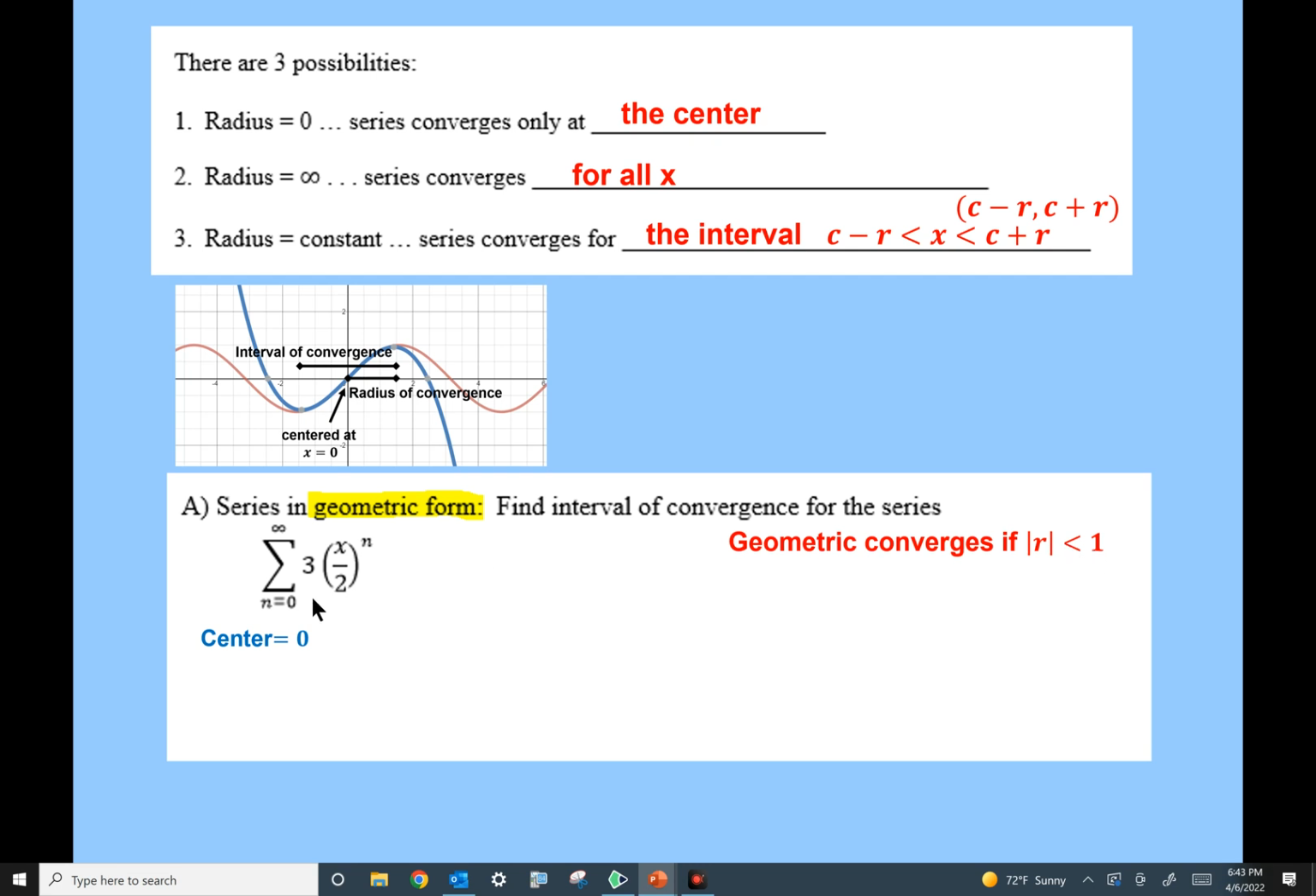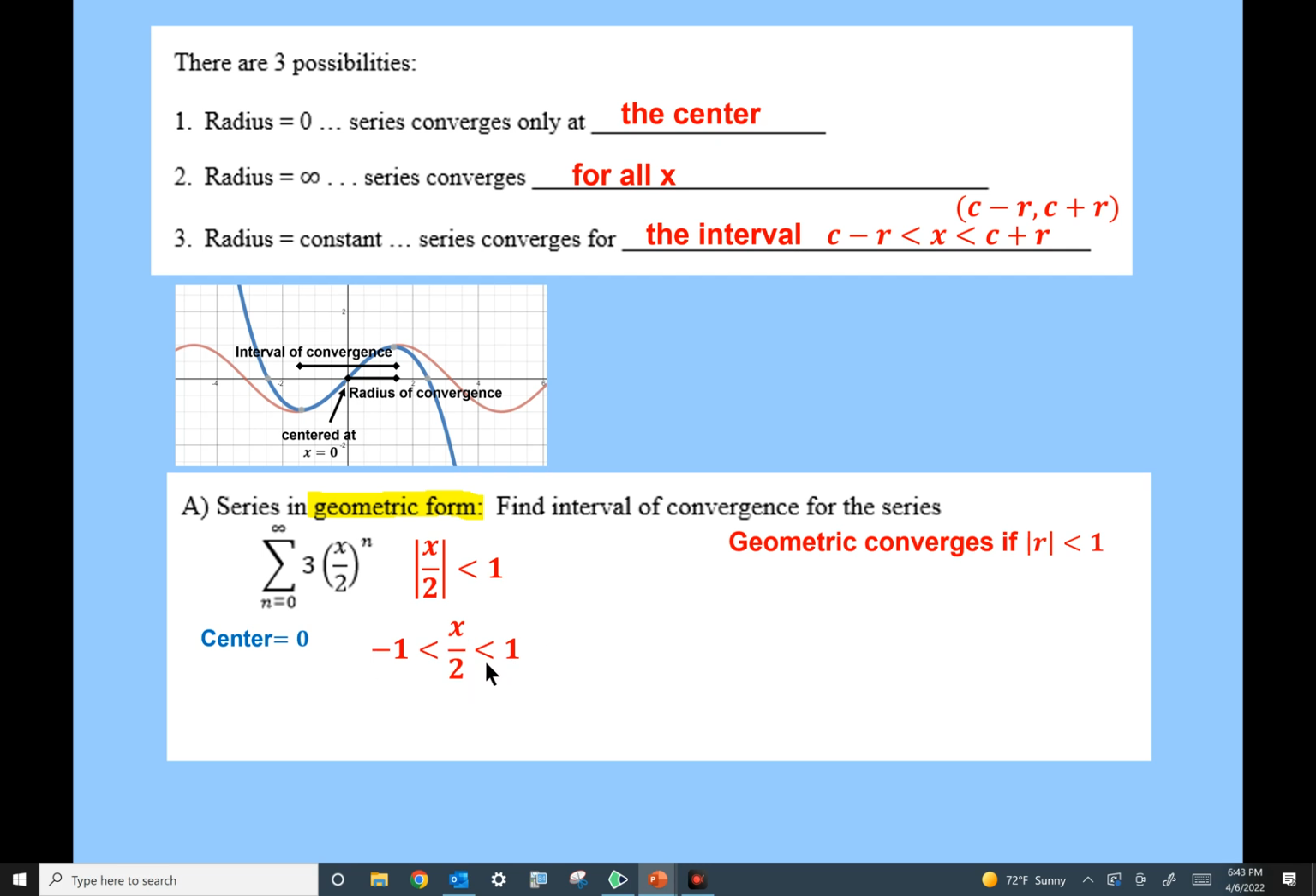Well, remember the r in this series is x over 2. So essentially we're saying if the absolute value of x over 2 is less than 1, then we know the series converges. So you could do some guess and check, but let's just solve this equation. If the absolute value of x over 2 is less than 1, we could write that as an inequality.